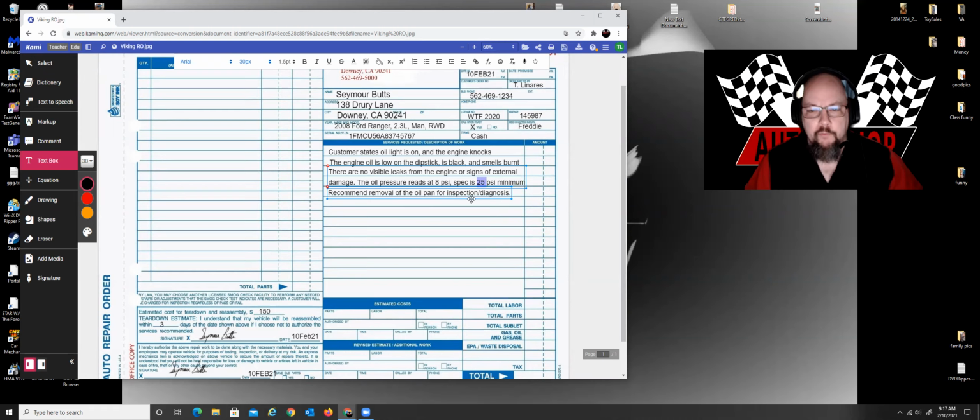Recommend removal of the oil pan for inspection or diagnosis. Now, you know what? You might want to add a little something here. I just noticed this. Silly me.